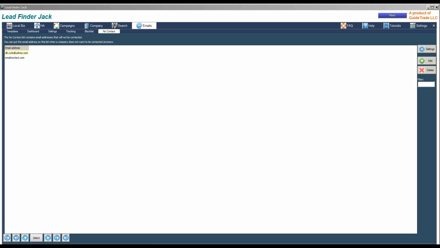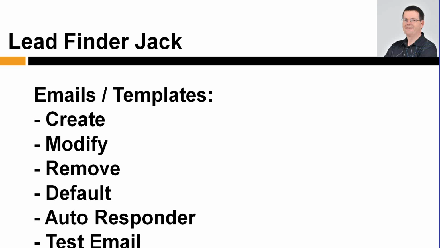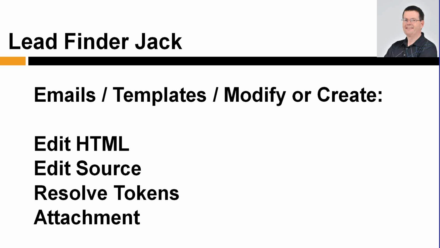Let me open the presentation, see if I covered everything. Templates, dashboard setting, tracking, blacklist, no contact. We covered create, modify, remove, default, autoresponder that you can send to multiple email addresses. We covered USA, test email. We covered emails, templates, modify, create.